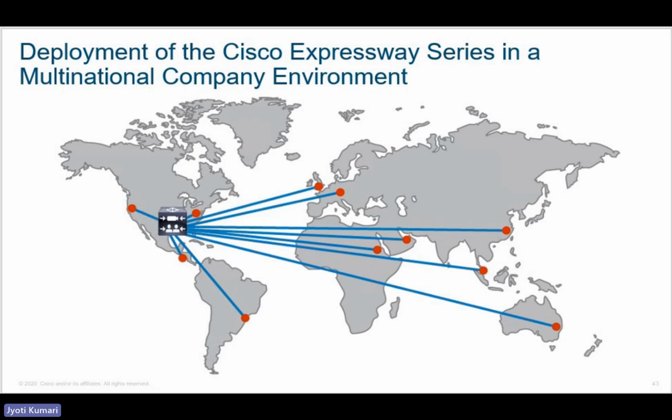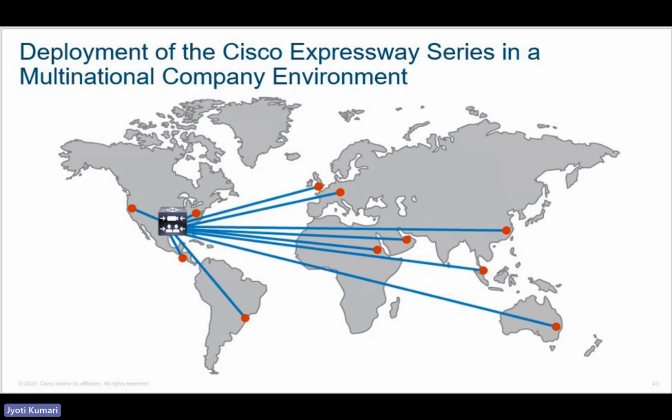You could either have a single Expressway C in one location. For example, let's suppose this is in Texas, with all the devices registering to Expressway C. This deployment is a centralized model and is simple to deploy, but the problem is the amount of traffic traversing the WAN and the delay in setting up a call.